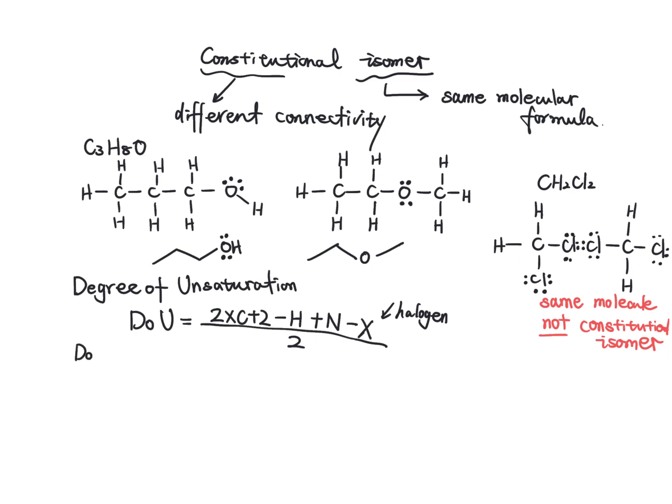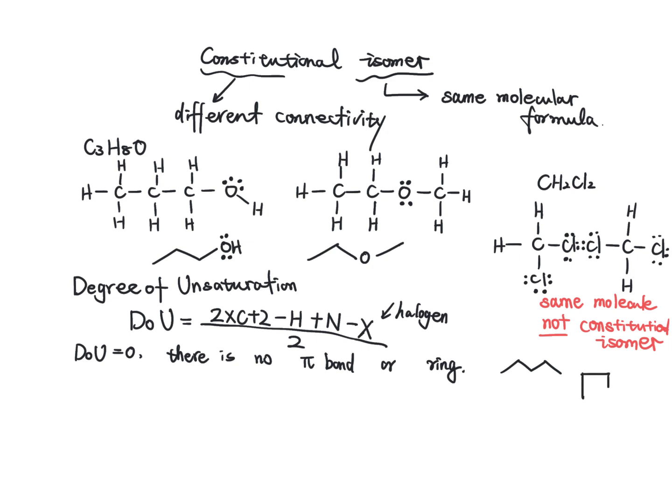What does the degree of unsaturation tell us in terms of structural features? If the degree of unsaturation equals 0, it means there is no pi bond or ring inside the structure you are going to draw. You may ask, what is a ring? This is a linear molecule, with 5 carbons connected with each other. That's acyclic.